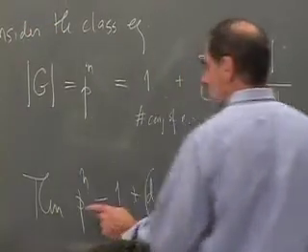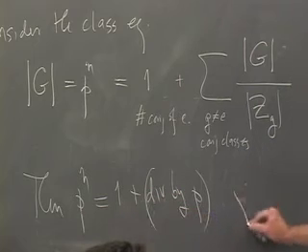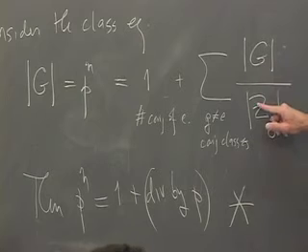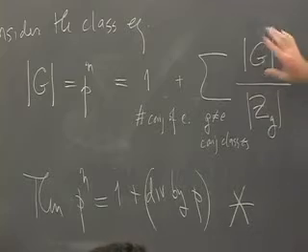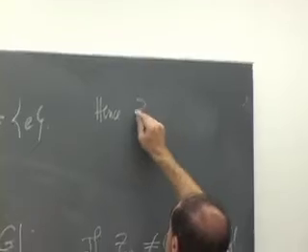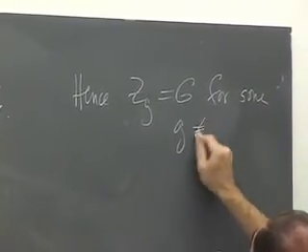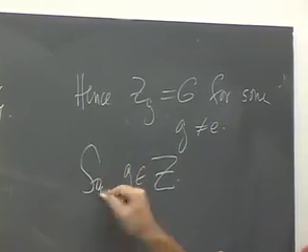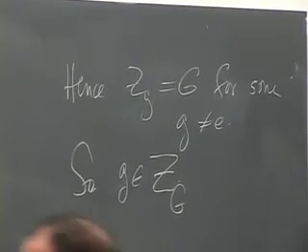And that's ridiculous. This is divisible by p, this is divisible by p, this has remainder 1 when divided by p. So that's a contradiction. Consequently, one of these terms at least has to have the order of the centralizer equal to the order of G. And such an element is in the center. Hence, Zg is equal to G for some g not equal to the identity, and g is therefore in the center. So the center of a group of prime power order is non-trivial.